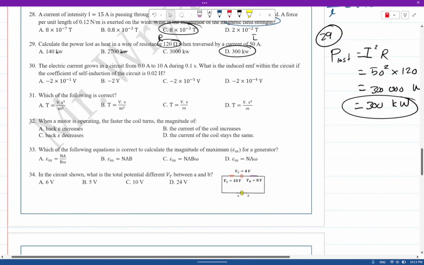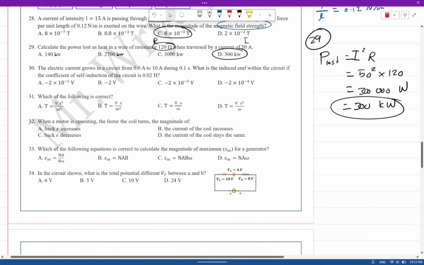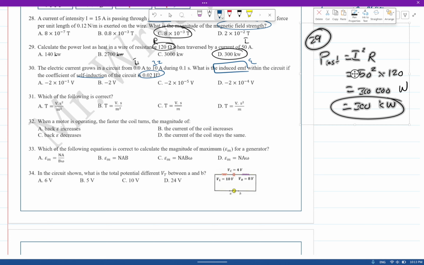Question 30 says the electric current grows in a circuit from 0.0 ampere to 10 ampere. So we can call this one I1 and this is I2 here, during a time of 0.1 second. What is the induced EMF within the circuit of the coefficient of self-induction L, which is 0.02 Henry? Okay, let's solve this one too.